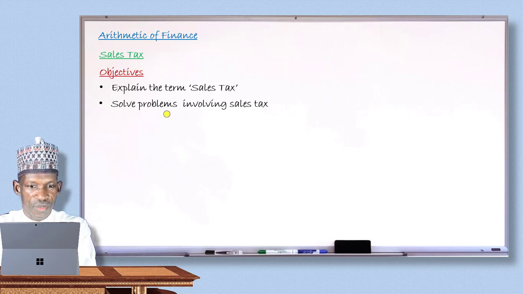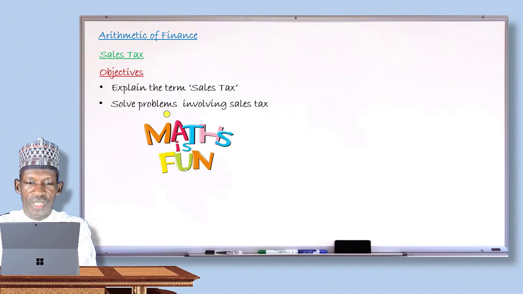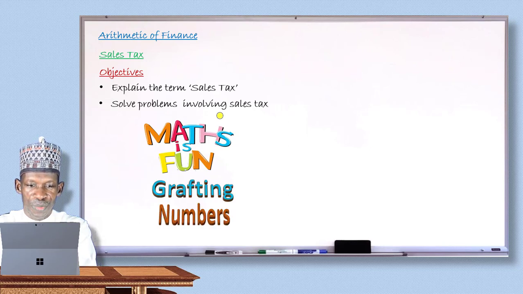So as usual, in your favorite segment of the lesson, that is Maths is Funny, today I'll give you another special group of numbers. This group of numbers are called grafting numbers. I will explain what grafting numbers are and give you examples of them after completing my lesson today. So don't go away.